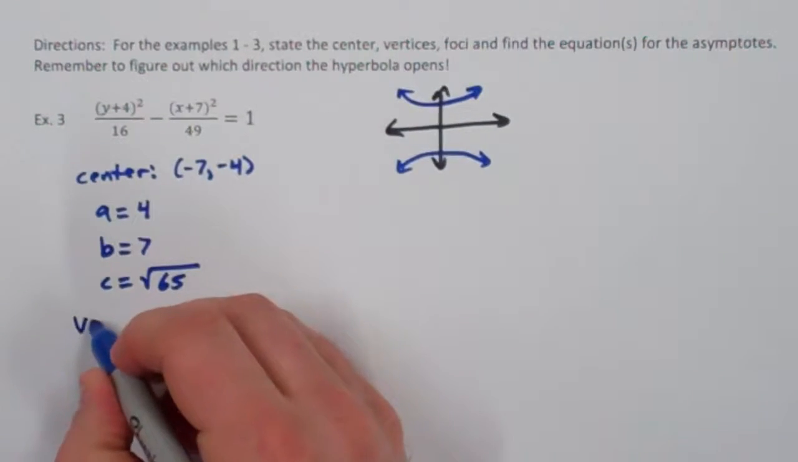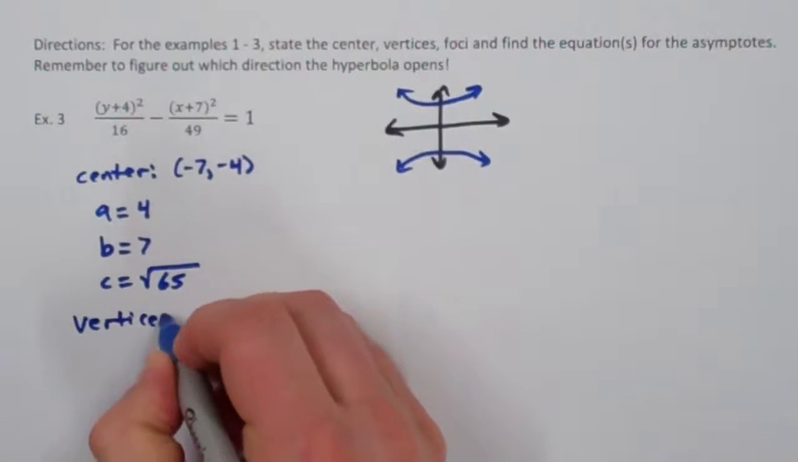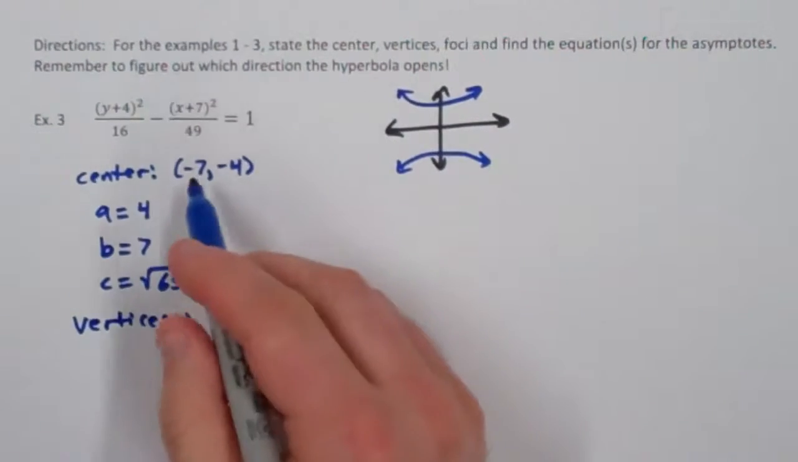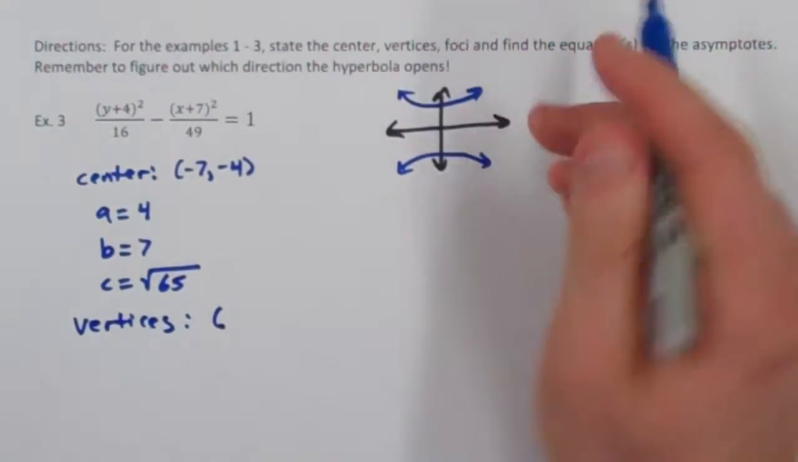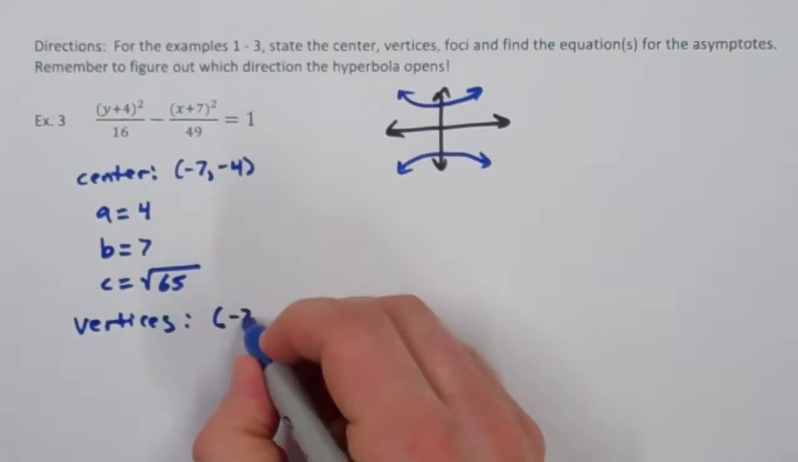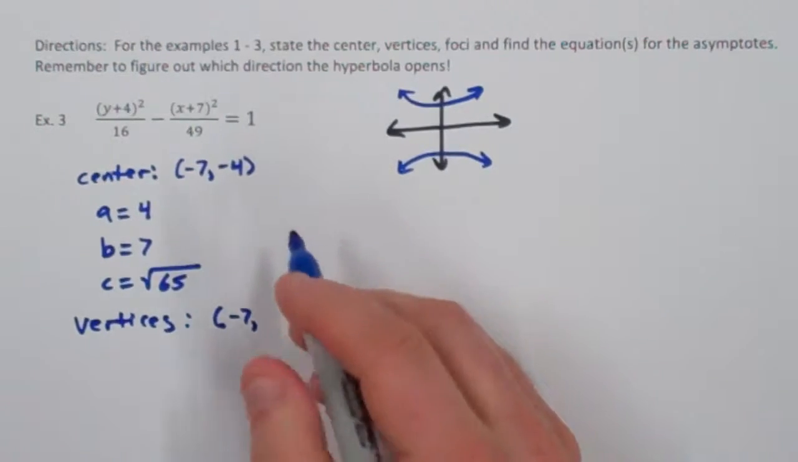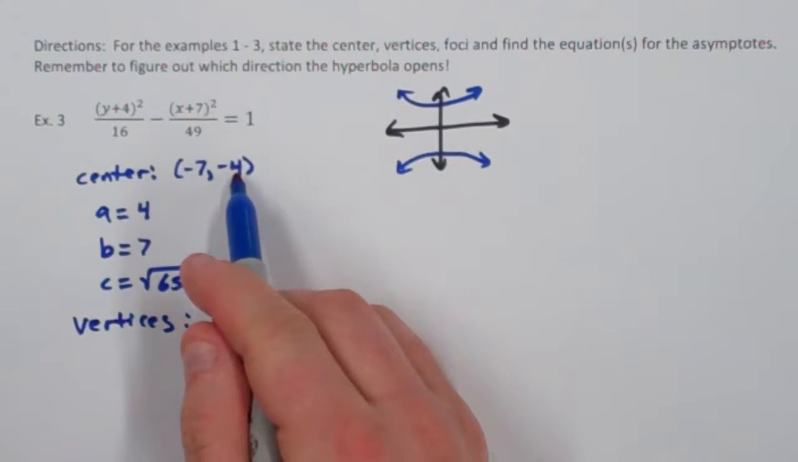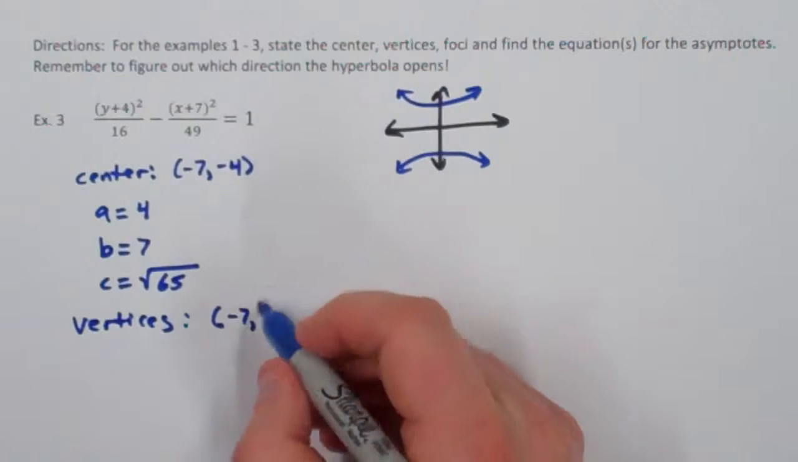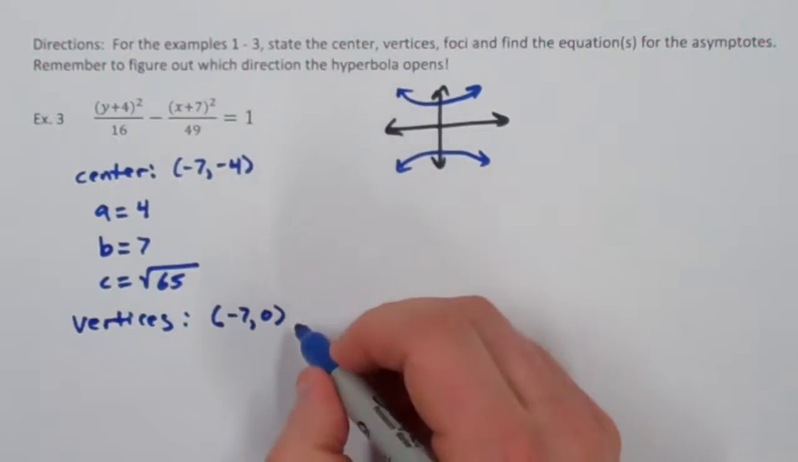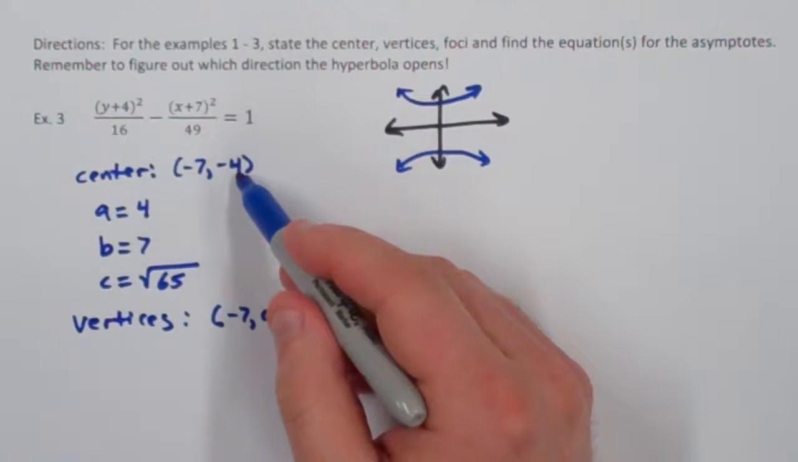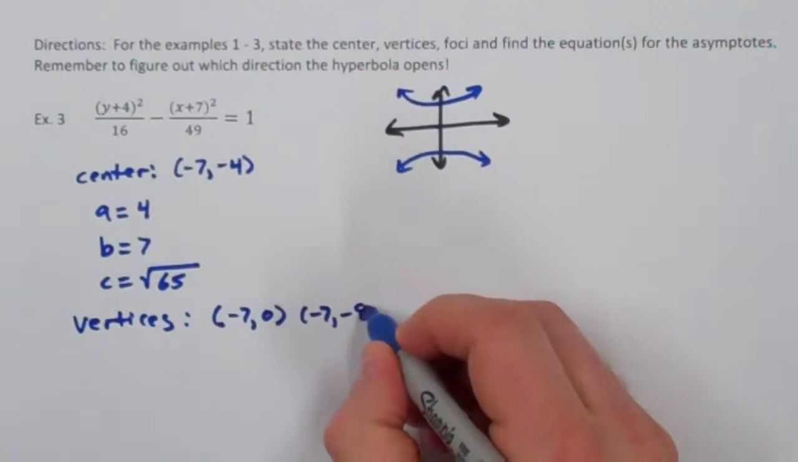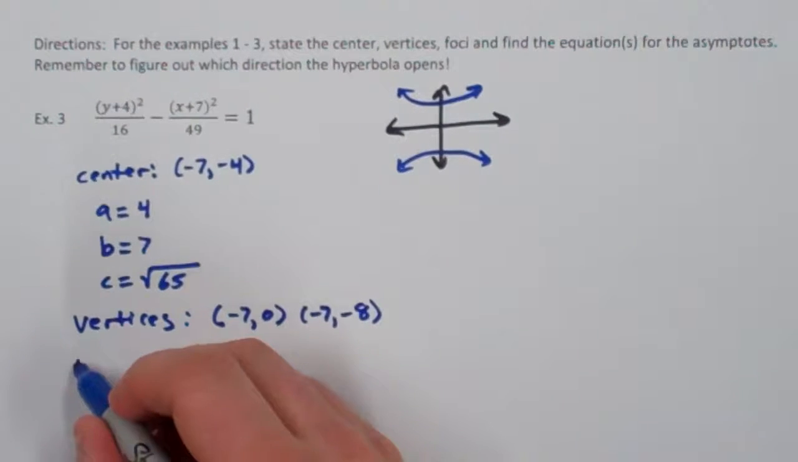Now to write the vertices, we're going to go right from our center, negative 7, negative 4. Keep in mind we're only going up and down, so our left and right doesn't change, so it's negative 7. And then for the negative 4, we need to go up 4, so that would be 0. Negative 4 plus 4 is 0. And then negative 7, comma, whatever negative 4 minus 4 is, so that should be a negative 8.